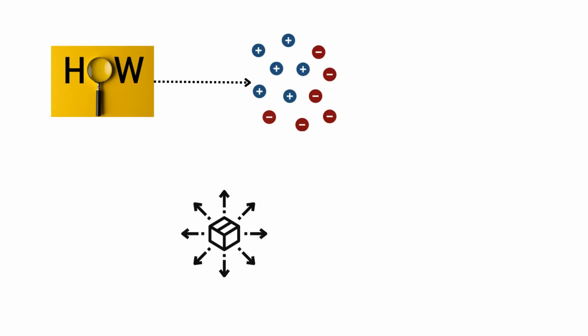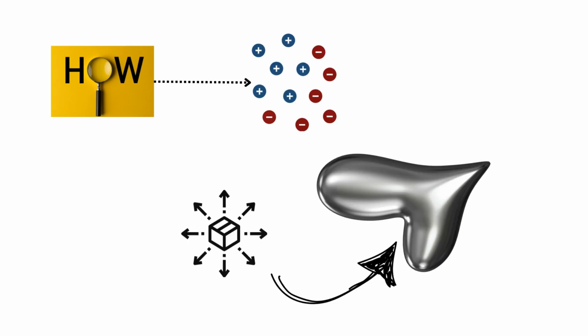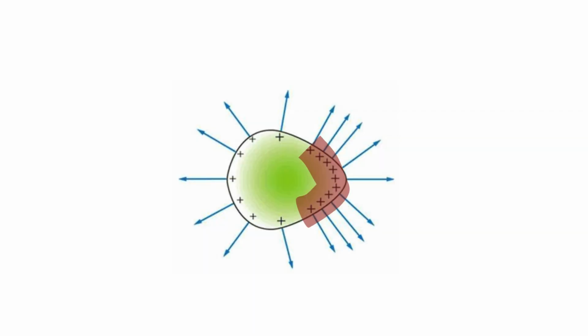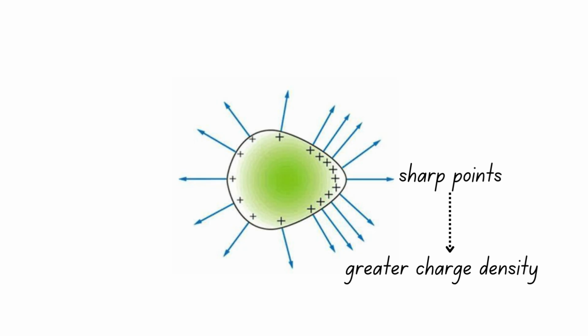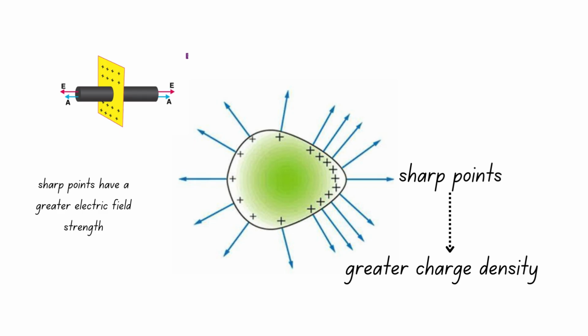How is charge distributed at different points of an irregularly shaped conductor? Static charge is highly concentrated at very sharp points. In other words, there is a greater charge density at sharp points than at blunt ones. From Gauss's law, it then follows that sharp points also produce a stronger electric field than blunt ones.